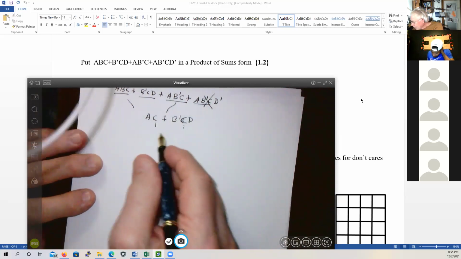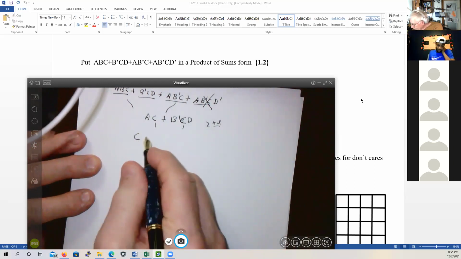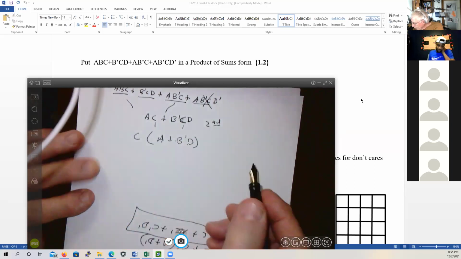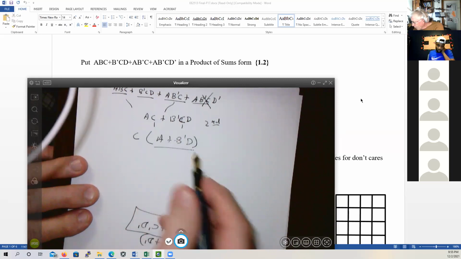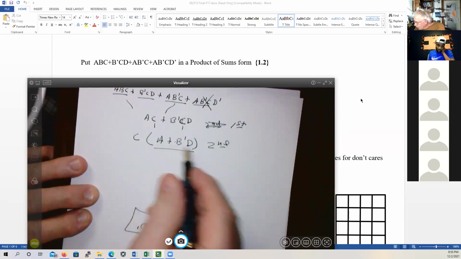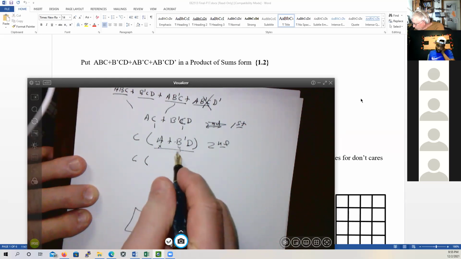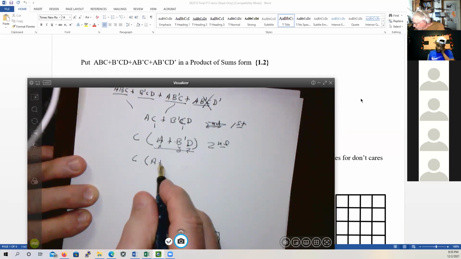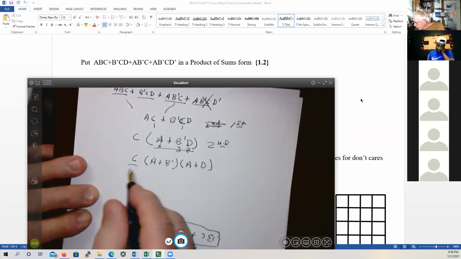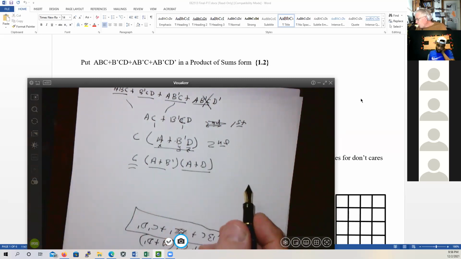So now we can use the second distributive law instead of the M and F this time, and we'll take C out, and we get A plus B prime D. Actually, we use the first distributive law, sorry, and now we use the second distributive law on A plus B prime D. So that's going to give us C times, we'll let this be X, and this is YZ, so it's going to be A plus B prime quantity times A plus D. So we have this degenerative term there that's just all by itself, and then we have two POS terms.